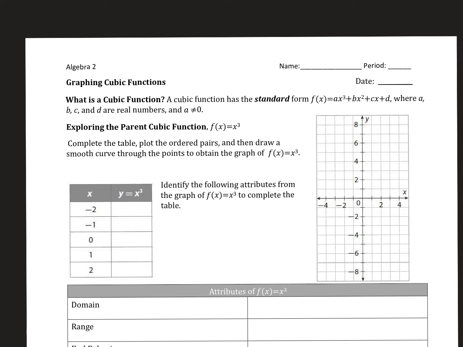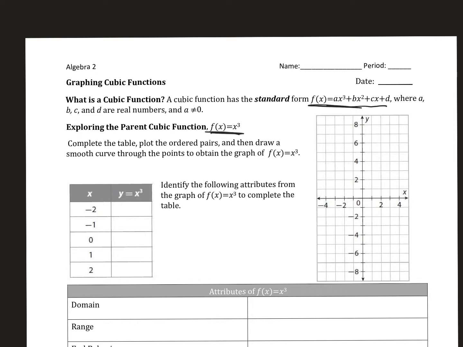Today we're talking about graphing cubic functions. So a cubic function has a degree of 3, and they mention the standard form over here and the basic parent function y equals x cubed, right? So we're going to deal with the parent function to help us learn to graph these.